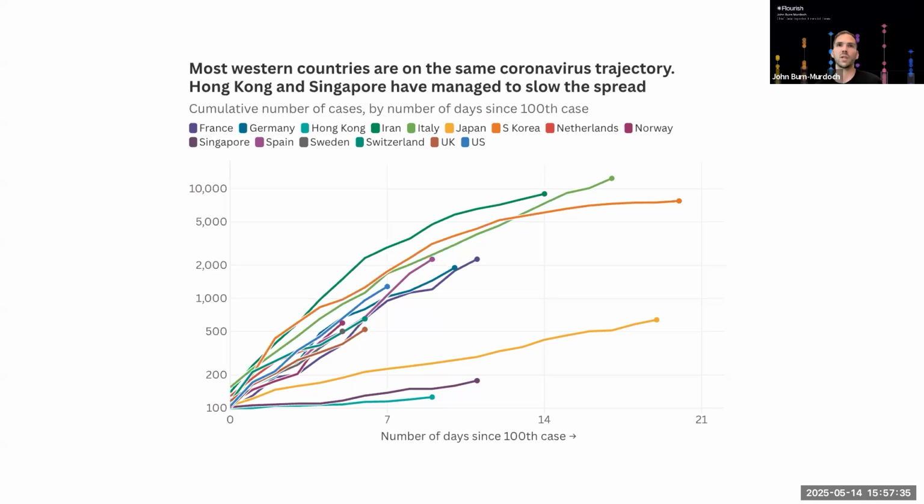The title is now answering that, telling us that most of these countries, as you can see, are actually on the same trajectory, whereas some others have managed to slow the spread. But again, that's the text, but the color, we're not using color well here. We need to do more to allow people to focus on the most important points.